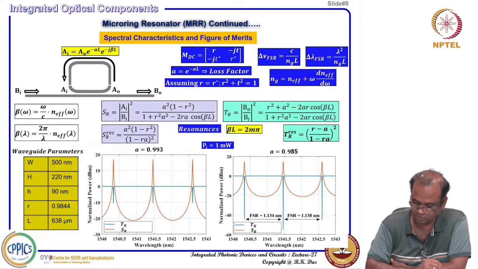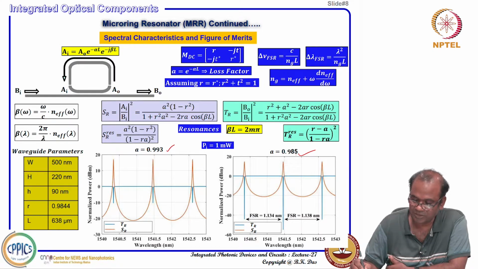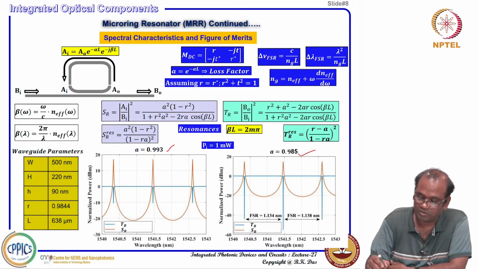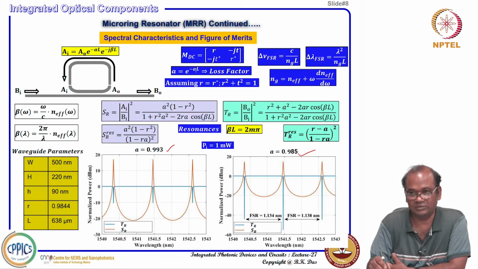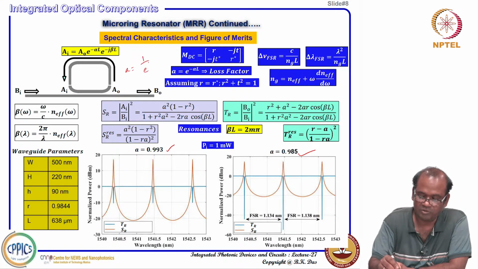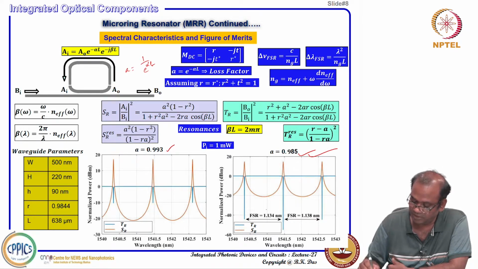Now, here we showed what happens if the loss factor inside is changed, that means A is decreased. Typically when A drops, that means round trip A drops, that means the alpha value is increasing, right. A is equal to 1 by e to the power alpha L, right. So, when the alpha value increases, in that case A will be dropping. That means the waveguide propagation loss increases, and I will be getting this type of characteristics.